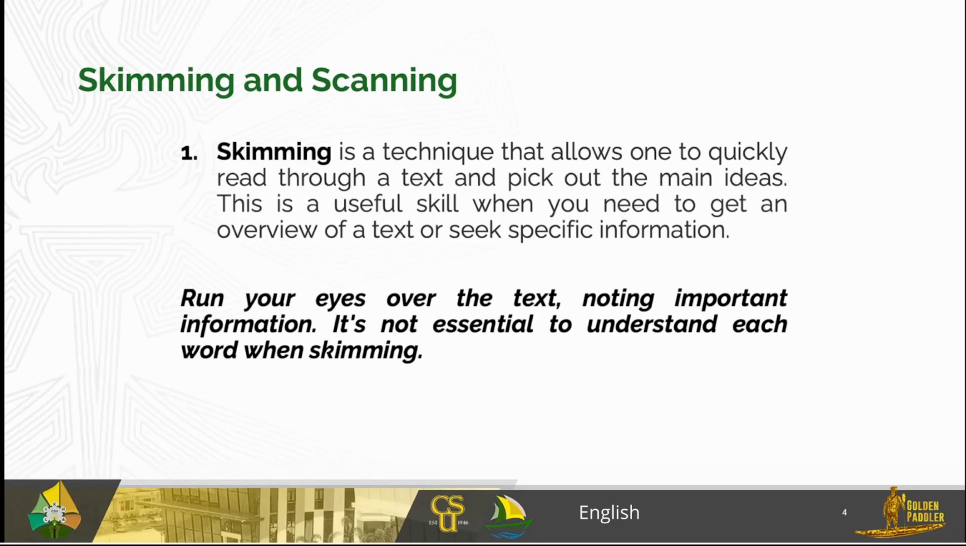Now let us discuss skimming and scanning. These are types of reading, among others. Skimming is a technique that allows you to quickly read through a text and pick out the main ideas. This is a useful skill when you need to get an overview of a text or specific information. How do you skim? Just run your eyes over the text, noting important information. It is not essential to understand each word when skimming.